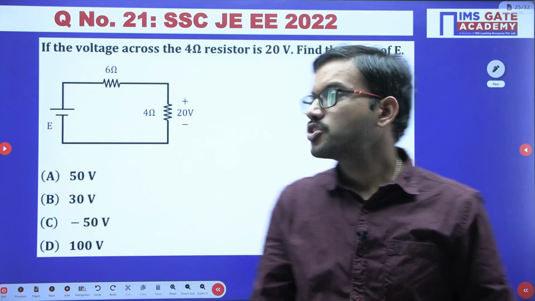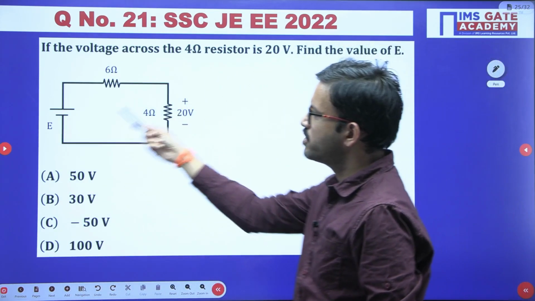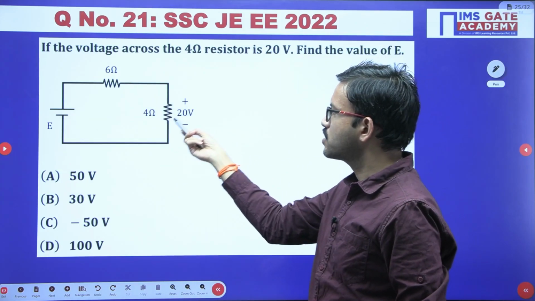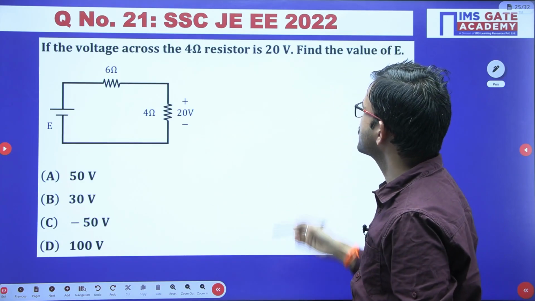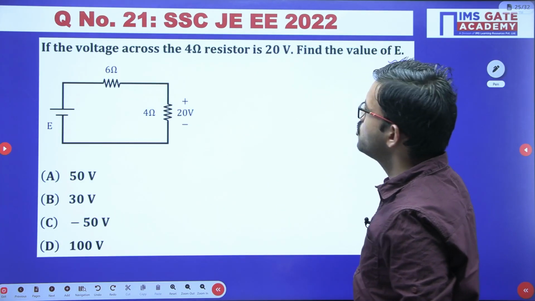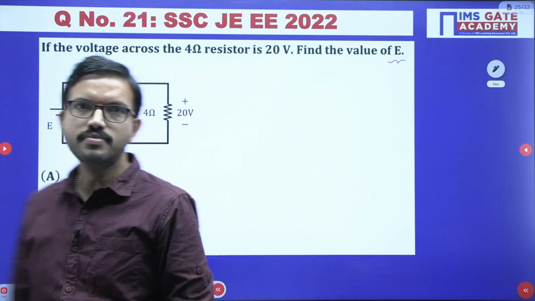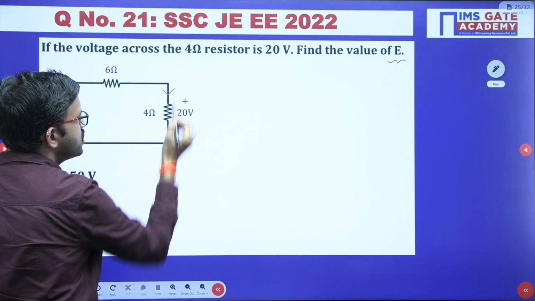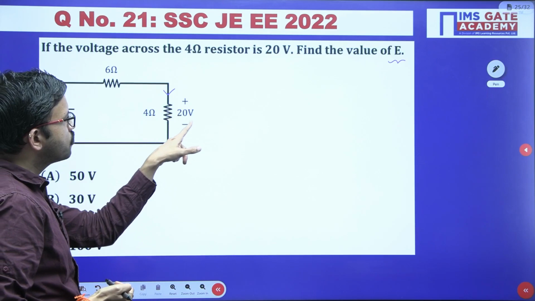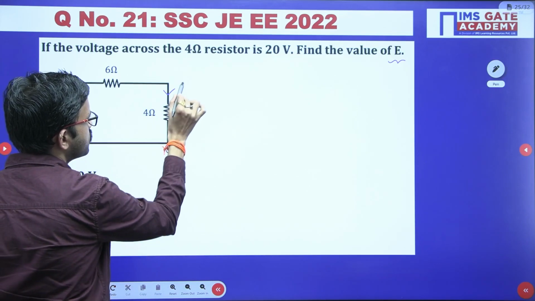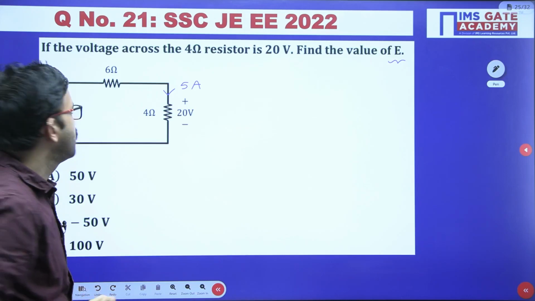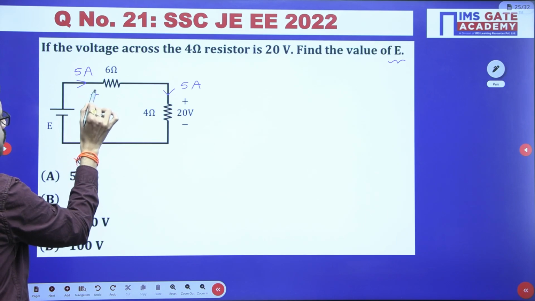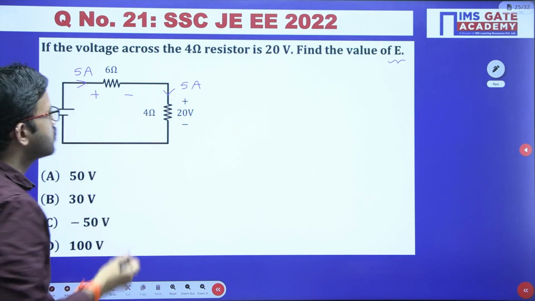Yeah, this is also a simple question. Here in this question, you are having one supply voltage and then two resistors. Across this resistor they have given the voltage. Now they are asking for the value of E. So just observe here, you are having 20 volt and then 4 ohm resistor. By using Ohm's law, we can calculate the current. Voltage divided by resistance, that means 20 by 4, that is 5 ampere. All the elements are connected in series. In series, current will be same. Now by using Ohm's law, 5 into 6, that is 30 volts.